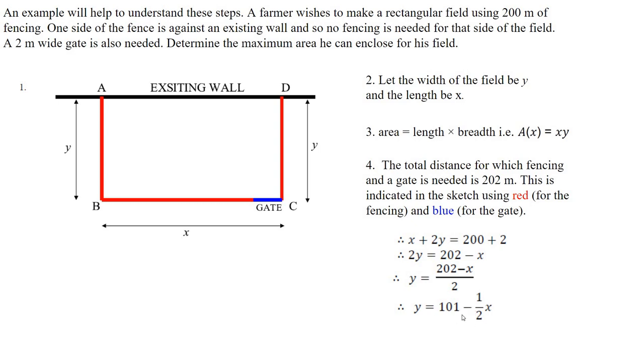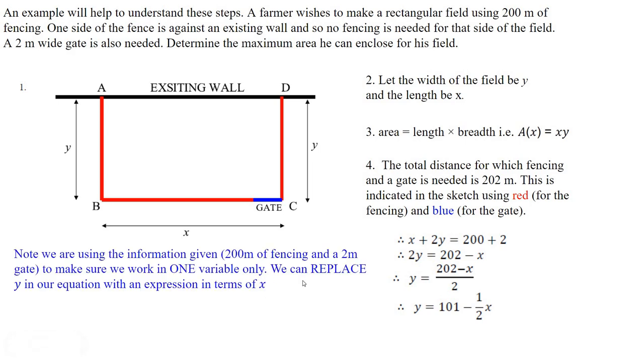Now all we do is substitute. Now we're able to put everything, instead of x and y, we can replace the y with 101 minus a half x. And that's what these notes are about. We have to put things in terms of one variable. We replace the y with this 101 minus a half x. So we multiply it out. There, we've got our equation.